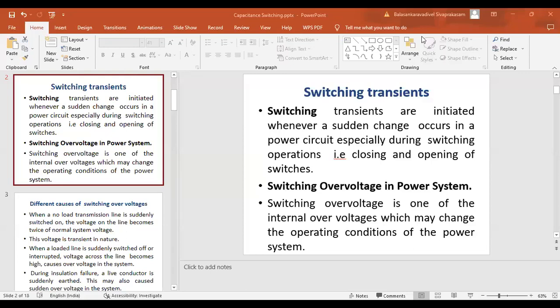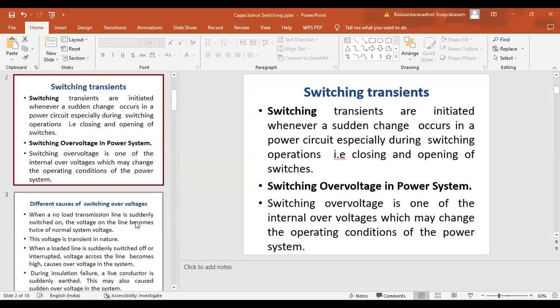Today I am going to discuss one of the switching transients, like capacitance switching. So let us discuss what is meant by switching transients. Switching transients are nothing but a sudden change that occurs in a circuit, especially during switching operations like closing and opening of any switches or circuit breaker contacts. And this switching overvoltage is one of the internal causes in the power system.